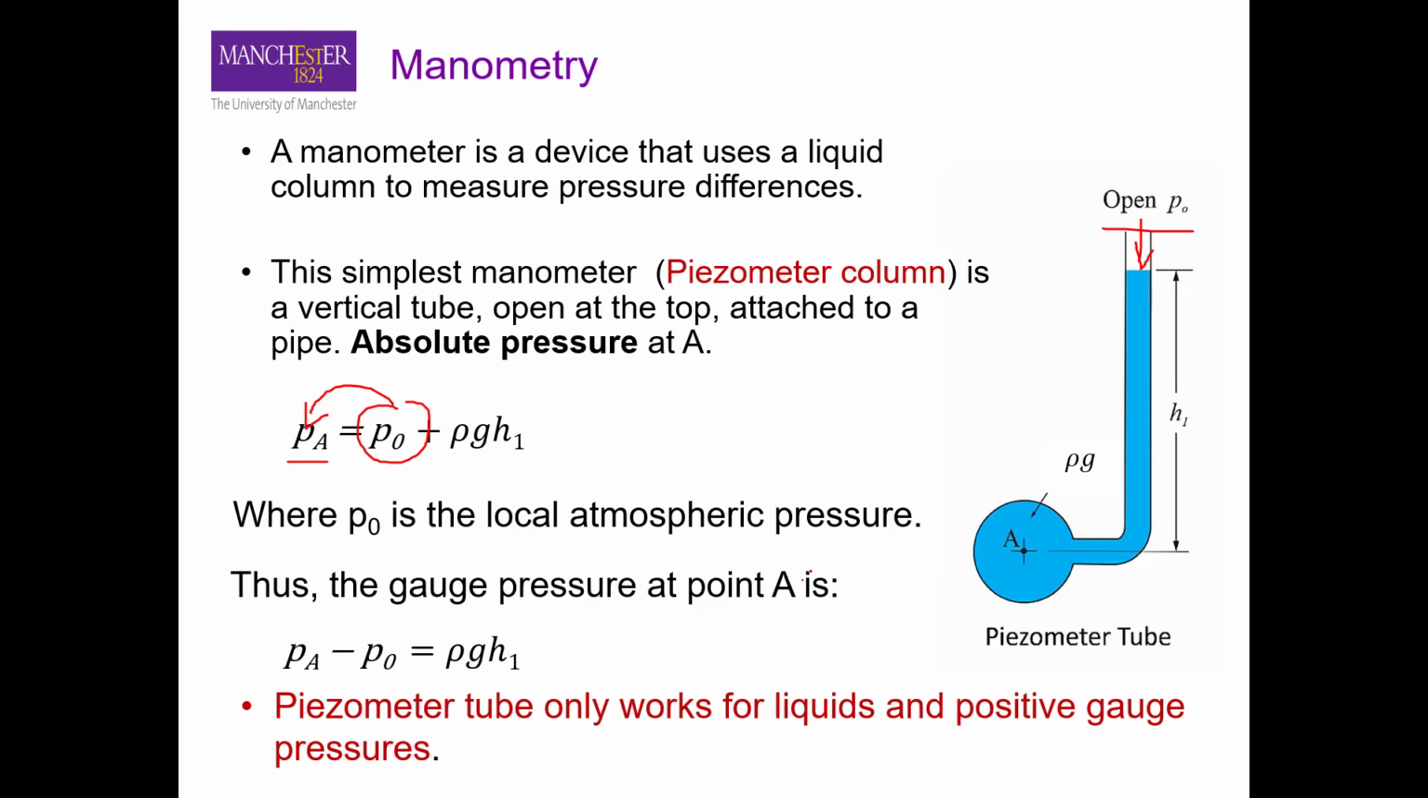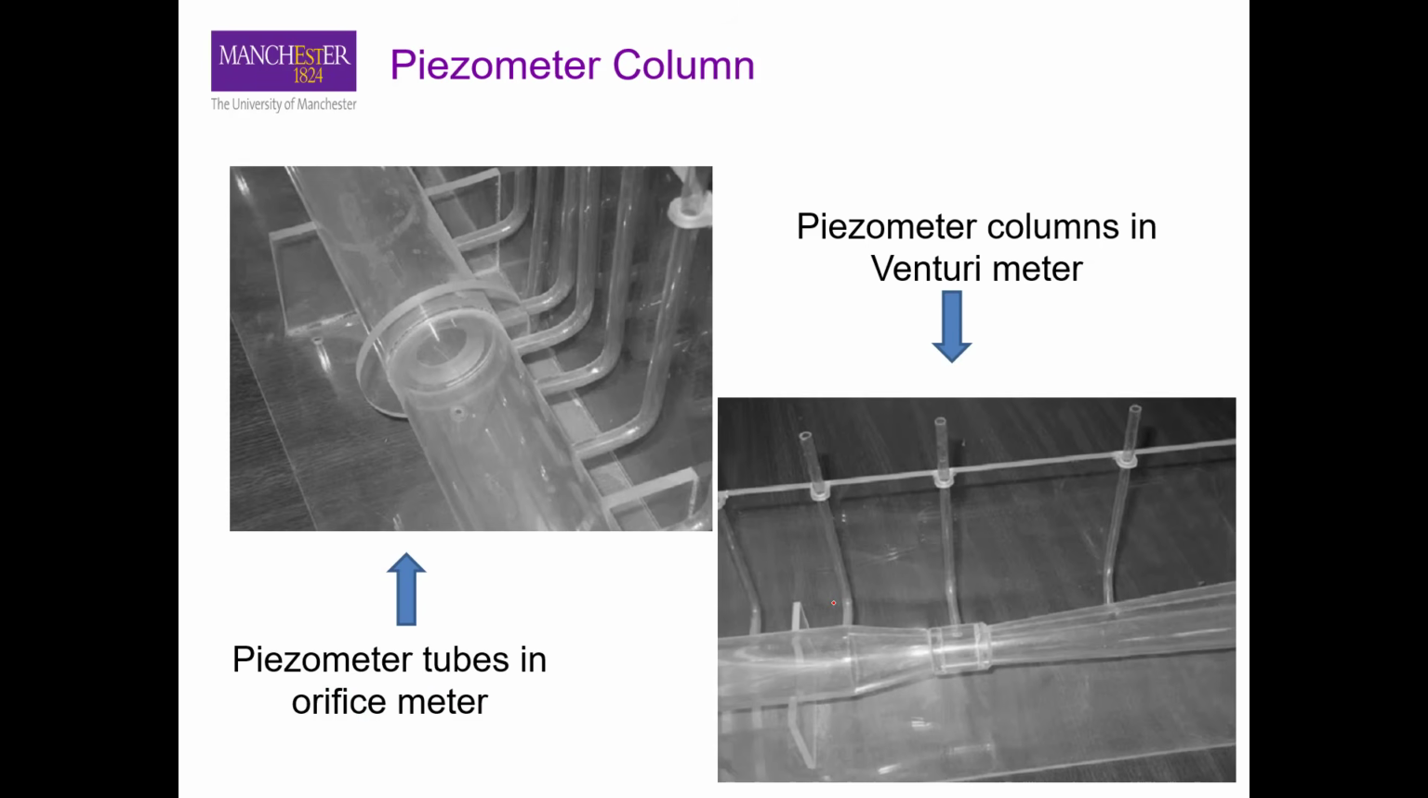So to avoid these problems, we use the piezometer. You will see this piezometer in your lab and also in some other engineering applications. So for example, here you have this device called orifice meter that we use to measure the velocity of the fluid, and then it gives you the pressure drop at this point.